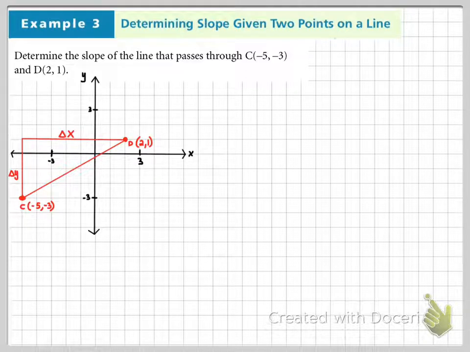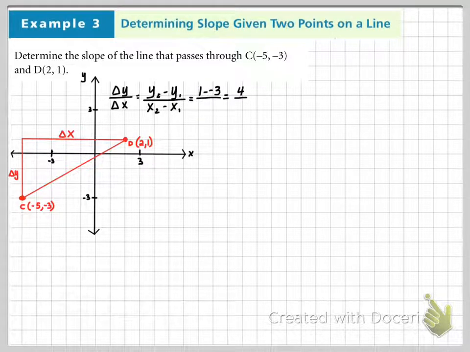If I subtracted the change in y as y2 minus y1, I'd start with the point 2, 1, and I could go 1 minus the -3 to get 4, so my rise is going to be 4. I can verify that by physically counting the 4 units. My run will be x2 minus x1. I can subtract the x coordinates. 2 minus -5 would give me 7. So I could find a slope of 4 over 7.